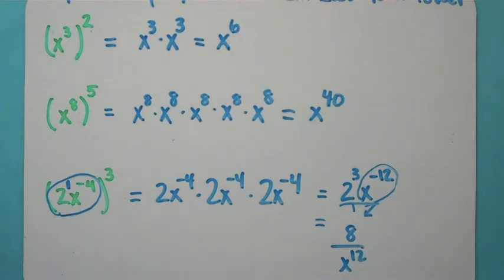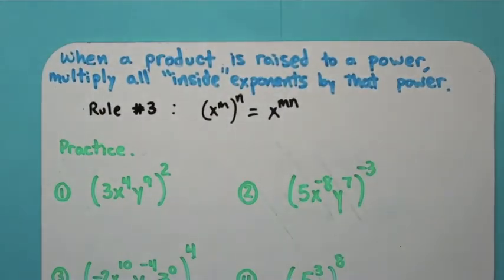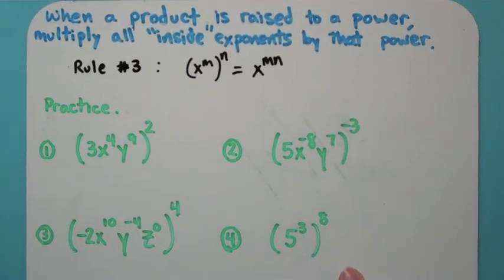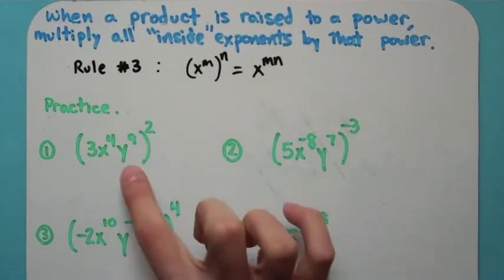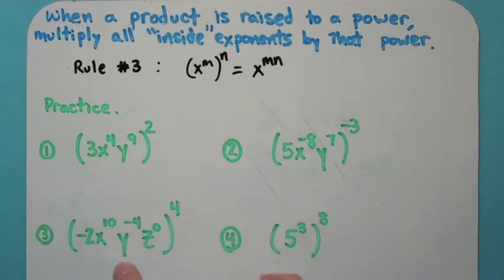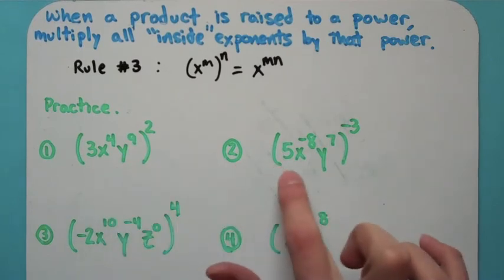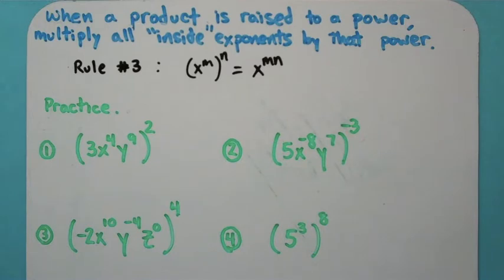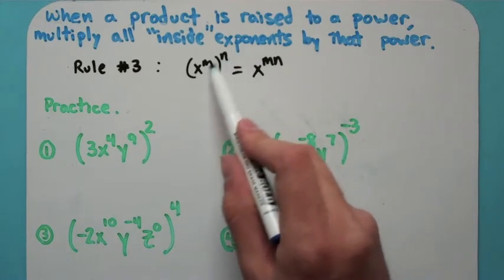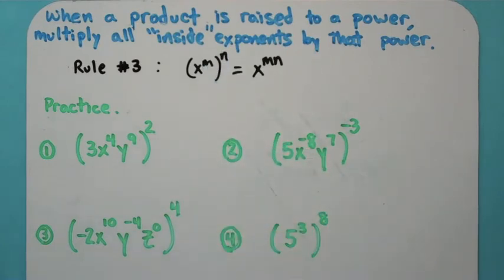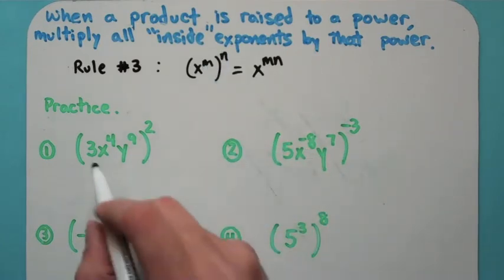So this takes us to our actual rule here, and then just like in the last videos, we're going to do a few practice problems. When a product, basically a parenthesis, like one of these, and product means no pluses or minuses on the inside here. So notice none of these have pluses or minuses. But if we raise a product to a power, all we're going to do is multiply the exponents, kind of like we're distributing it to each term. So let's try a few examples.